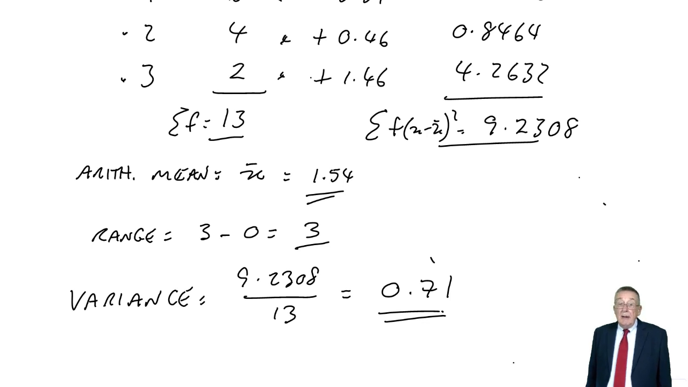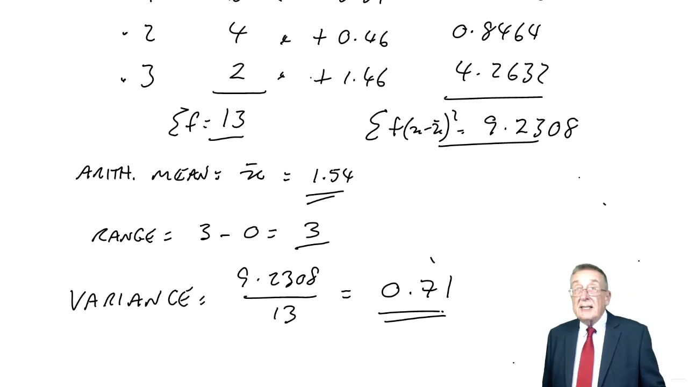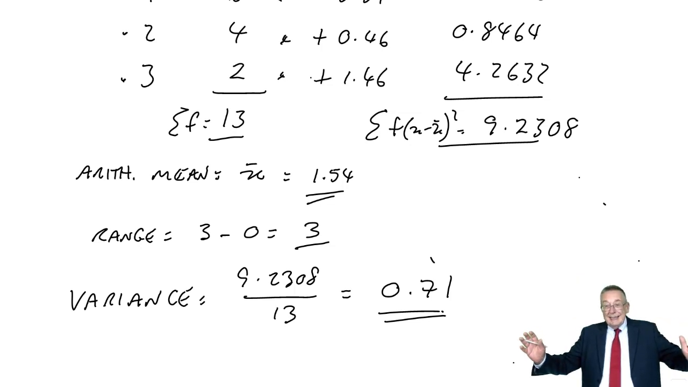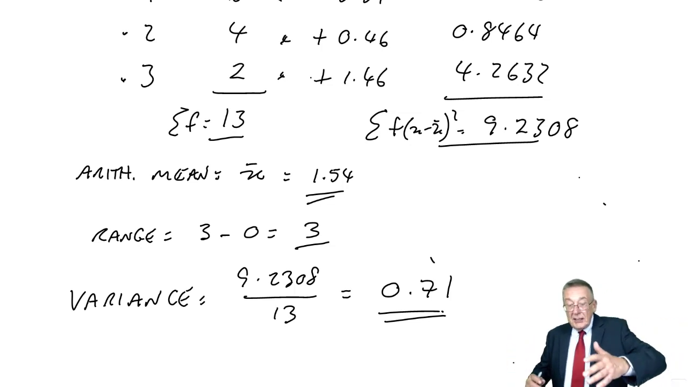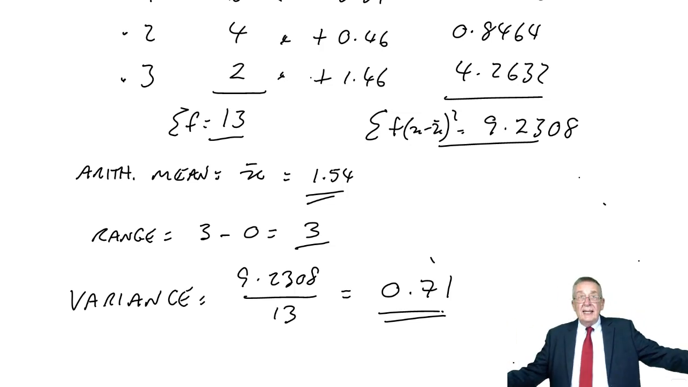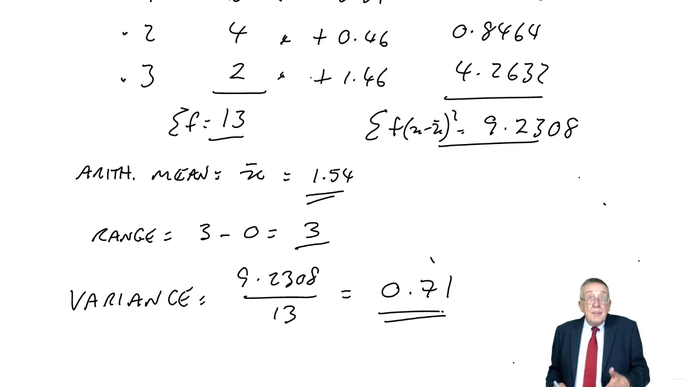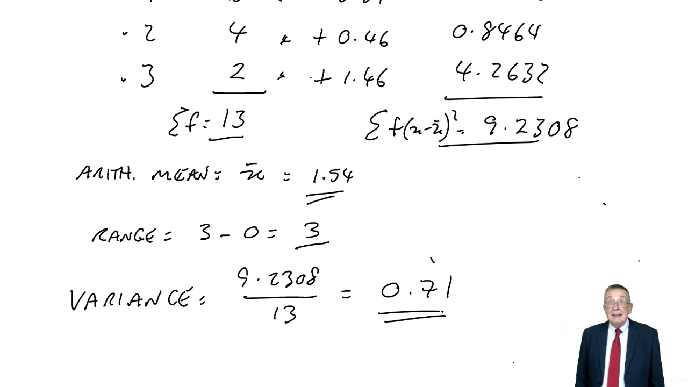And I'm sure you can see, we'll check when we do the next example as well, that the bigger the spread, you know, had this gone anything from 0 to 20 instead of 0 to 3, the bigger the spread, the bigger this variance will be. It's a measure of the average spread.